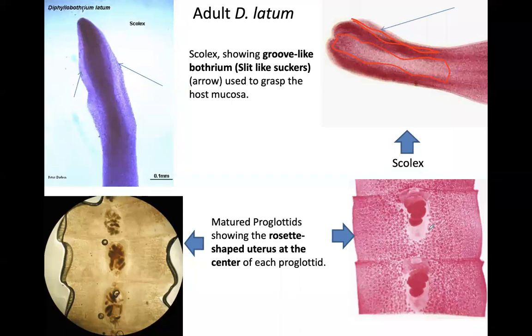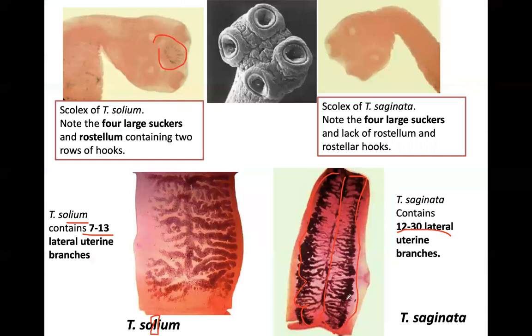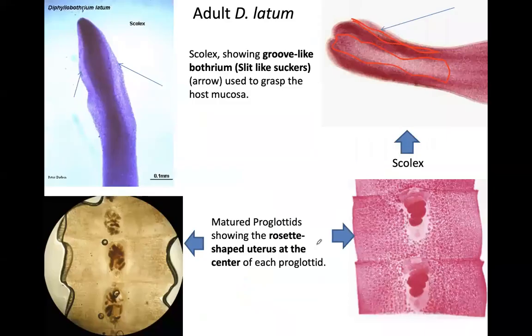And the mature proglottids: compared to the uterus of Echinococcus and other taeniids, which look highly branched, for D. latum the uterus looks like a rosette. They are in a rosette formation at the center of a proglottid. So this is a distinguishing feature. When you think about the distinguishing features of this tapeworm, you think about the suckers, and you think about the uterus and the fact that it is rosette shaped, okay?